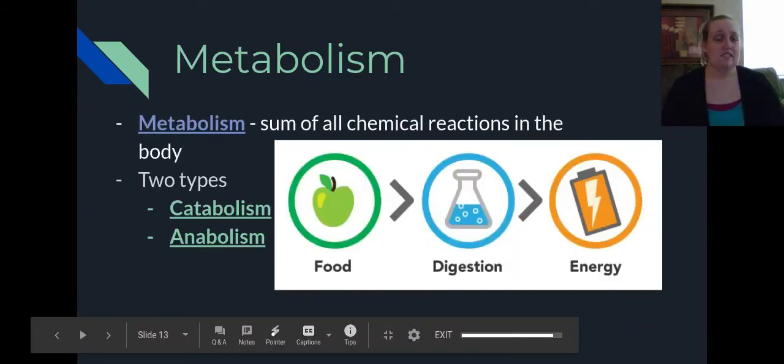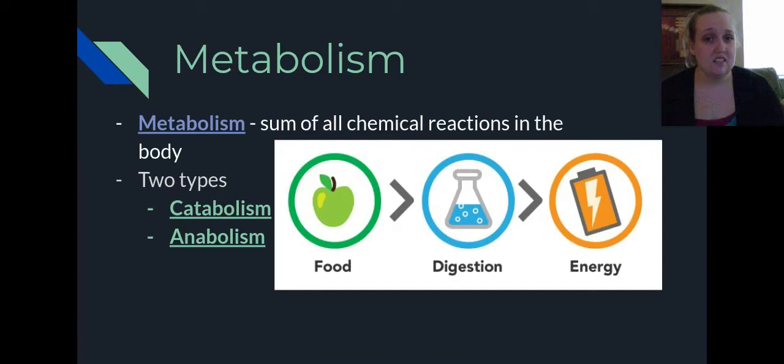A third theme is metabolism. Metabolism is the sum of all chemical reactions in the body. There are two types of metabolism, catabolism and anabolism. Now, we're going to discuss the two different types. They do the opposite of each other. One of them builds up molecules and the other one breaks down molecules. So catabolism is actually the process of breaking down, and anabolism is building up.